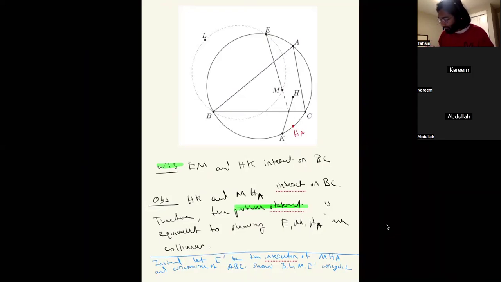Okay, so what I'm saying is, instead of showing that E, M, and HA are collinear, you construct this point E prime. So you take MHA and you let it intersect at E prime, and then you show that B, L, M, and E prime are concyclic. Yeah, that's clear. Okay, so this I guess is what we covered last time. So that brings us to the present situation here, right?